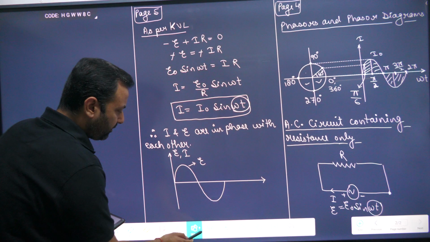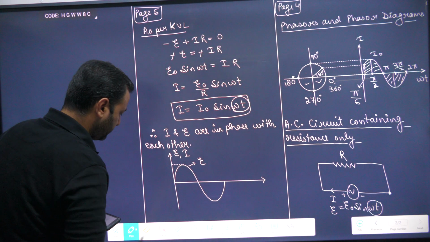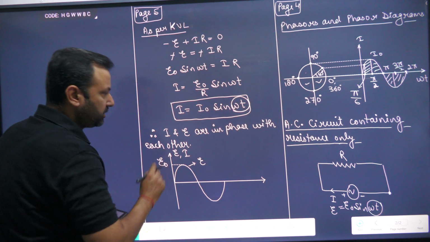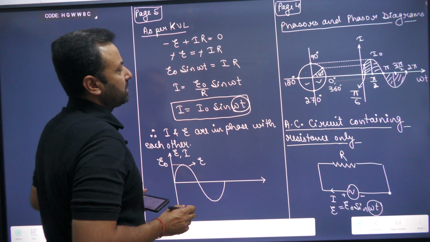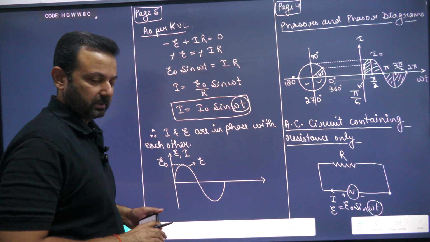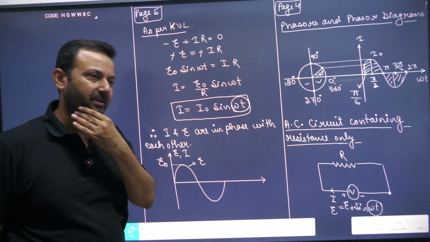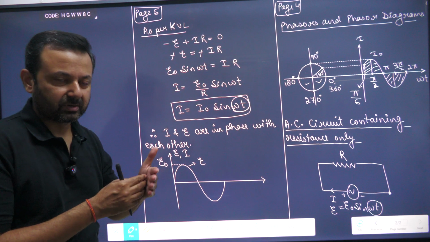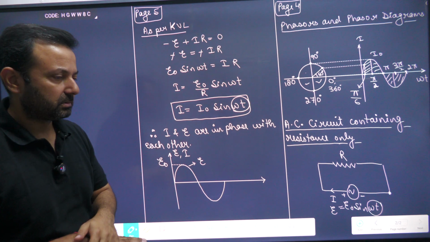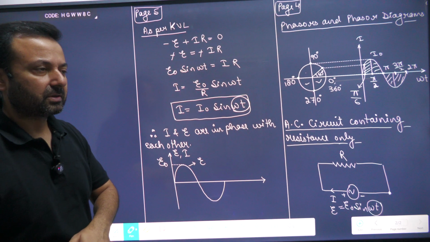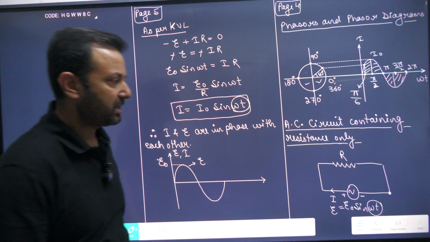The maximum value of EMF is E naught. What is I? I is equal to E naught upon R. It means that EMF is getting divided by resistance. So obviously the value of current is always less than EMF. Please try to understand this thing. This is a very basic concept: the value of current is always less than the value of EMF.